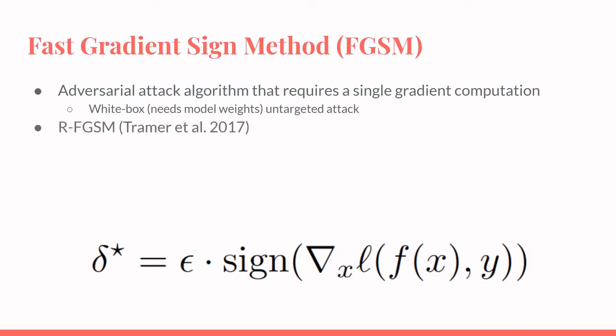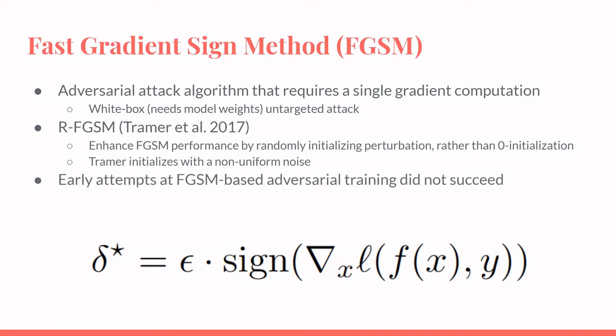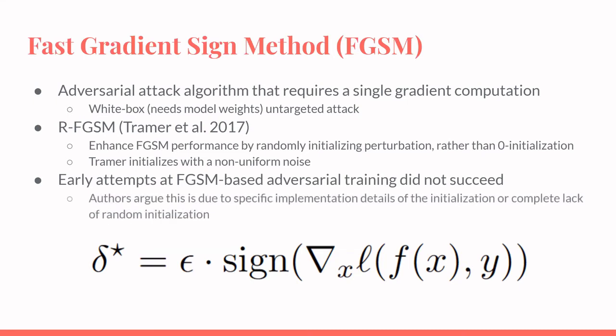Our FGSM is a variation of FGSM which randomly initializes the perturbation, rather than starting from a zero initialized perturbation. Tramer, the authors of this original work, initialized with a non-uniform noise, and this will be important going on later in our presentation. It should be noted that early attempts at FGSM-based adversarial training did not succeed, although the authors of this work argue that this is due to specific implementations of the initialization or a complete lack of random initialization.